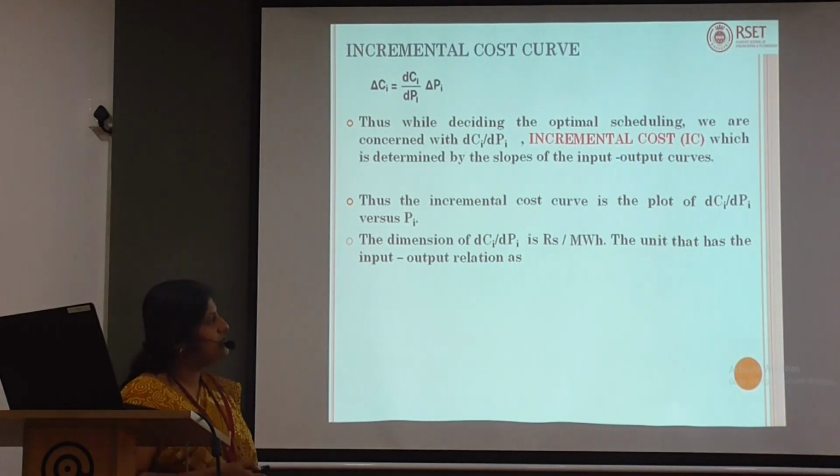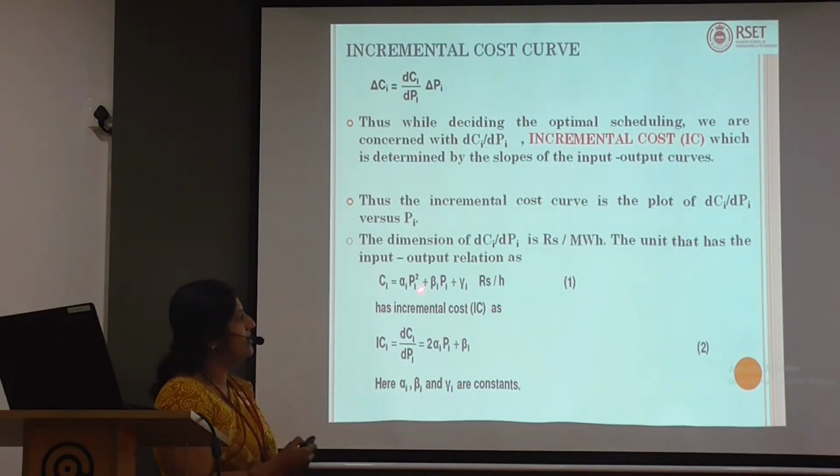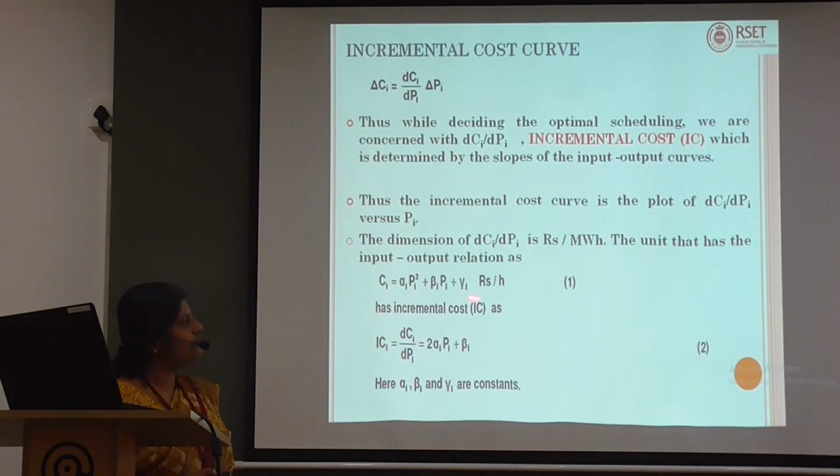Generally the input-output relation, the cost equation, is defined by Ci equal to alpha i Pi square plus beta i Pi plus gamma i, in rupees per hour. The incremental cost is dCi by dPi. If I differentiate this equation, we get 2 alpha i Pi plus beta i. So the incremental cost equation is dCi by dPi equal to 2 alpha i Pi plus beta i, where alpha, beta, gamma are coefficients.